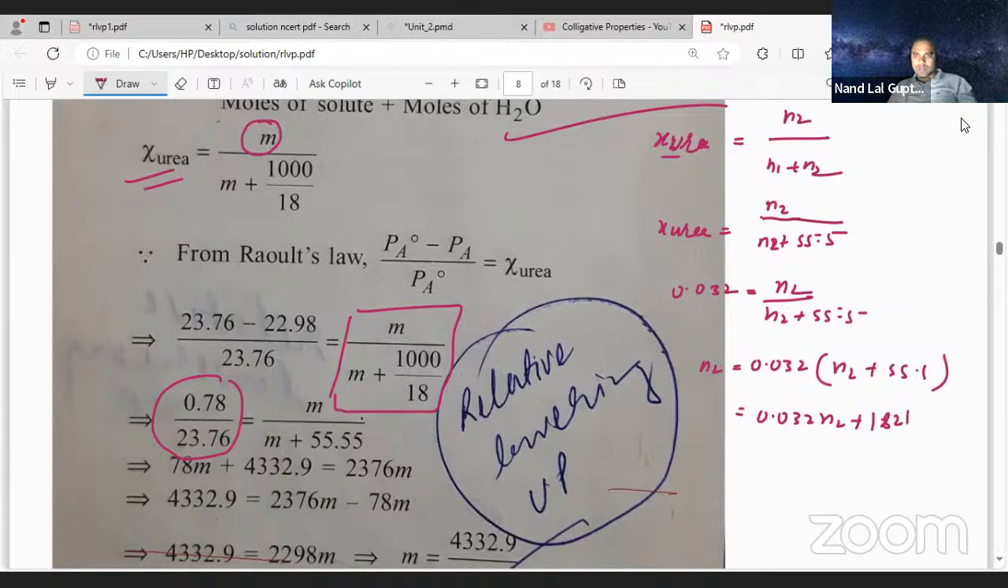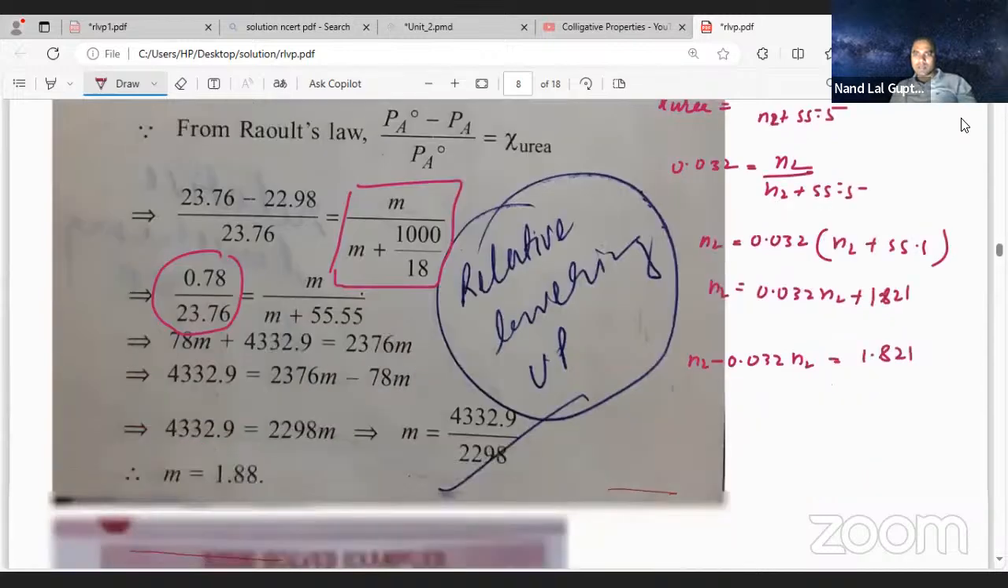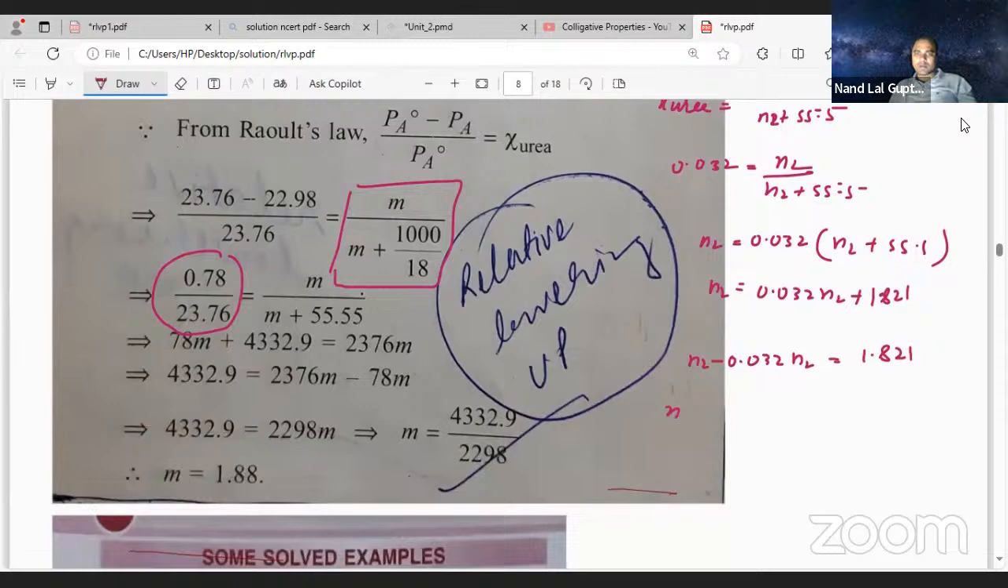1.821. This is there. And this is N2. So let's subtract this one. N2 minus 0.032 N2 is equal to 1.821. Here N2 is the common. So 1 minus 0.032 is equal to 1.821.